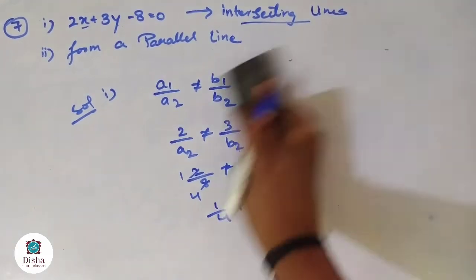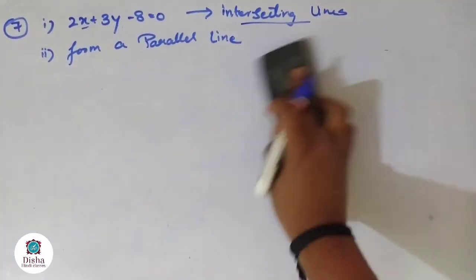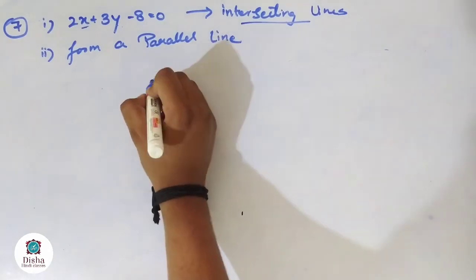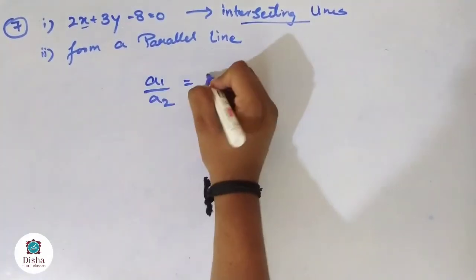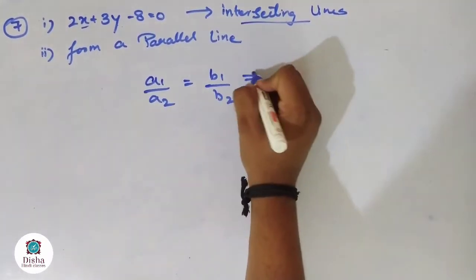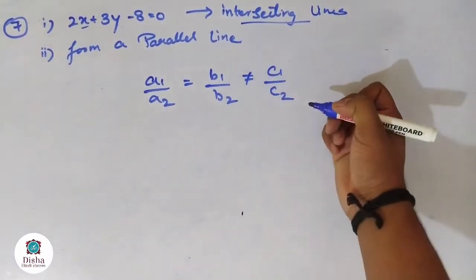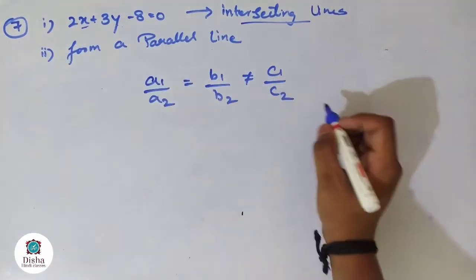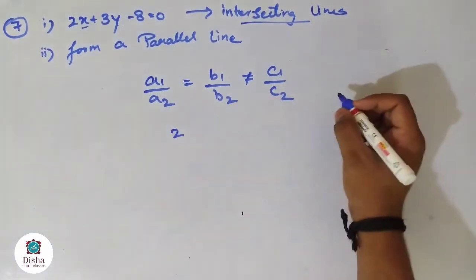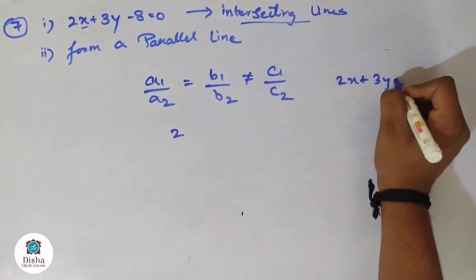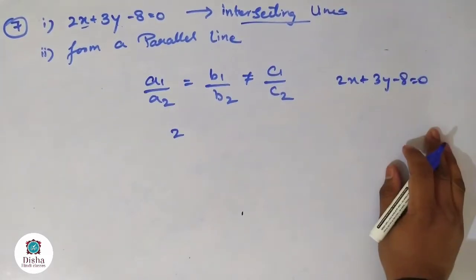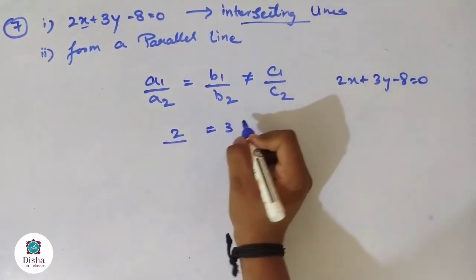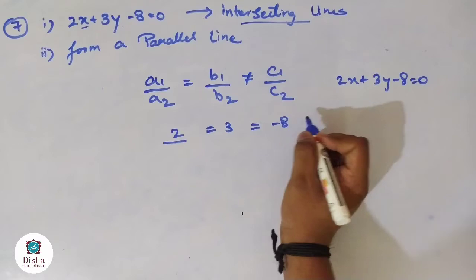So now second, we have to form a parallel lines equation. So what is a parallel line? We have given a1 by a2 equals b1 by b2 not equal to c1 by c2 for parallel lines, right? So now let us take the same equation, 2x plus 3y minus 8 equals 0. So now a1 is 2, b1 is 3, c1 is minus 8.